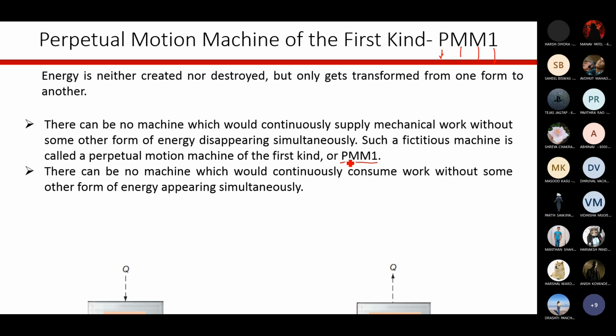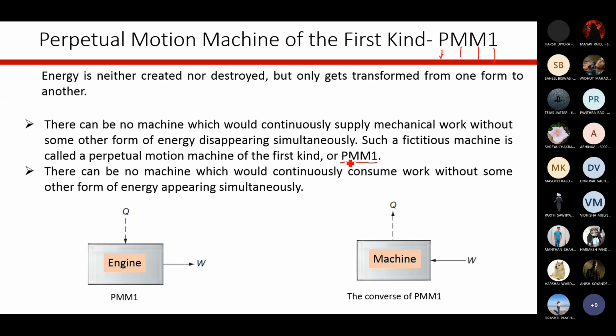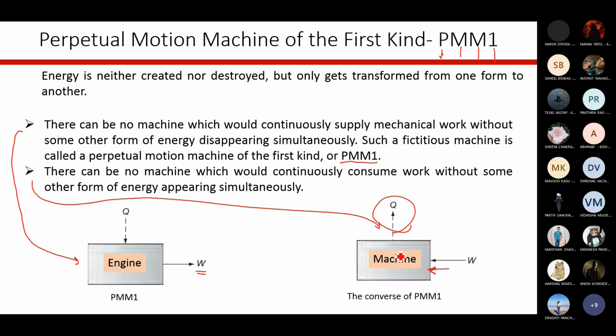This is not possible. Now look at these two diagrams and try to connect these two statements to these two graphical representations. So you cannot have an engine which will continue working and will give output W without consuming anything. It is not possible, right? Or you cannot have a machine which will only absorb work, or which will only take in work, and will not produce any other effect. So this is not possible.